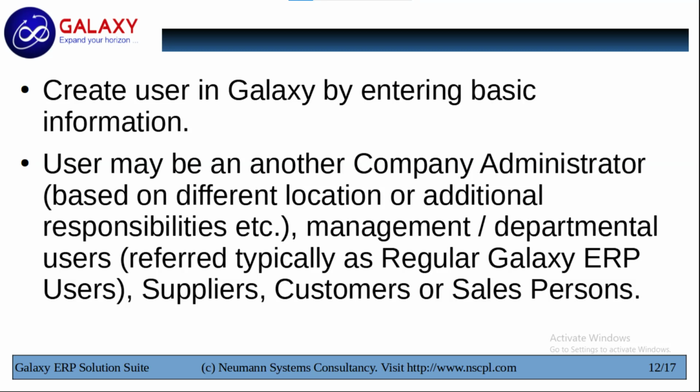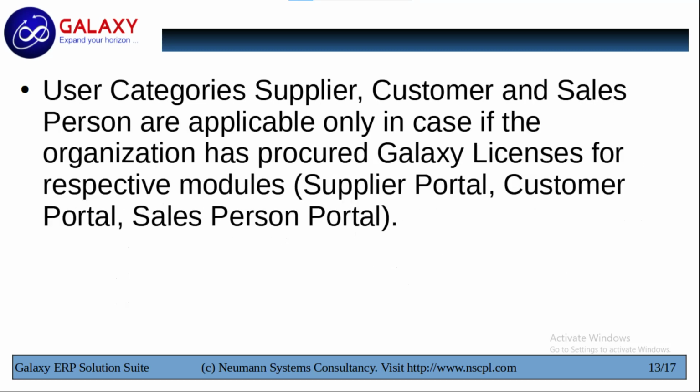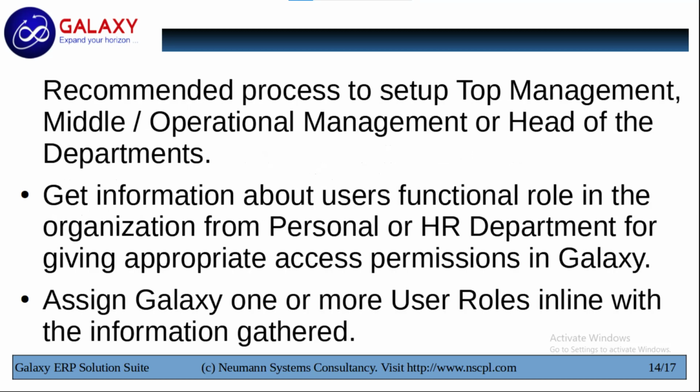Management and departmental users are referred to typically as regular Galaxy ERP users. Other user categories are supplier, customer and salesperson. These are applicable only if the organization has procured Galaxy licenses for the respective modules: supplier portal, customer portal, salesperson portal. Recommended process to set up top management, middle operational management or heads of departments.